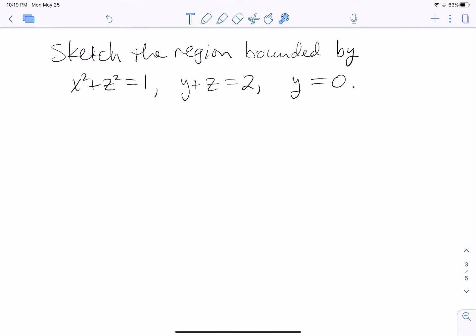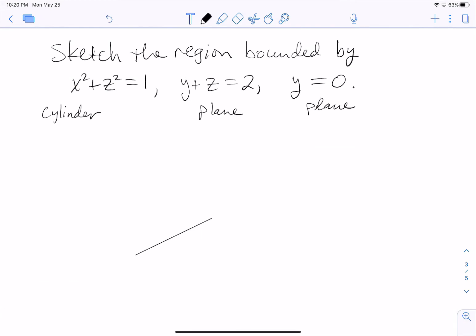Sketch the region bounded by x squared plus z squared equals 1, y plus z equals 2, and y equals 0. In order to do that, it helps if we know what the individual shapes are. X squared plus z squared equals 1 is a cylinder, the kind that we think about, a right circular cylinder. Y plus z equals 2 is a plane, and y equals 0 is also a plane.